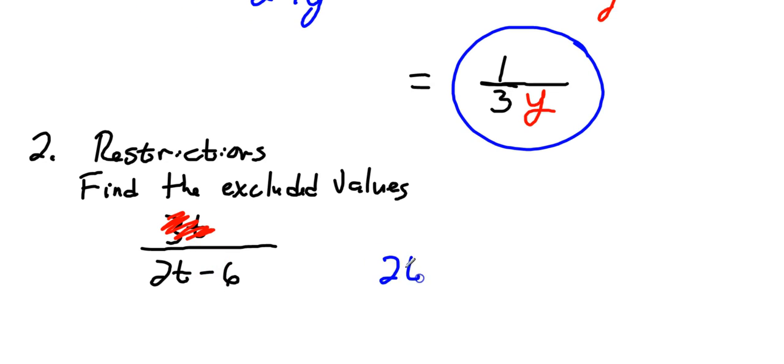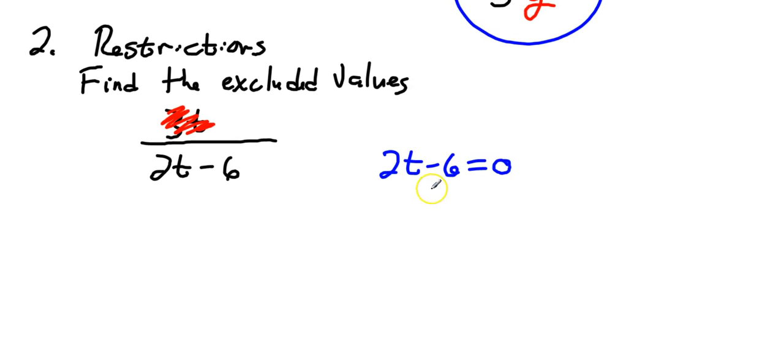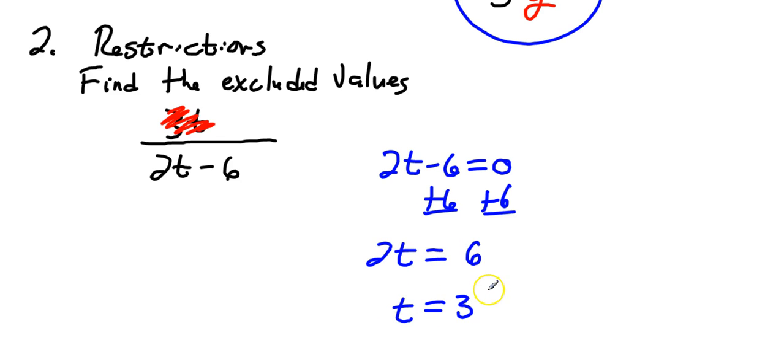You set that equal to 0. So 2t minus 6 equal to 0. Add 6 to both sides. t equals 3. And same thing we were talking about with the end of section 6. This was t to the first power. If it's the first power, you only need one answer. That's the one answer that we need.